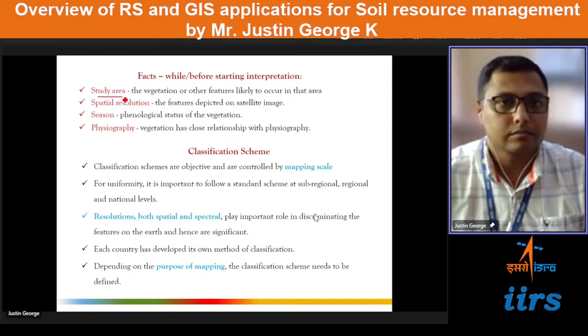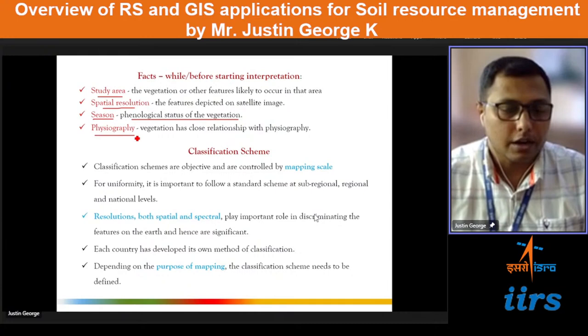First one is the study area. The nature of the vegetation or the other features likely to occur in that area, the person should be somewhat aware about those things. The spatial resolution, that means what is the pixel size, and what is the season of the satellite data you are going to choose, because the phenological status of the vegetation changes, as well as the physiography.